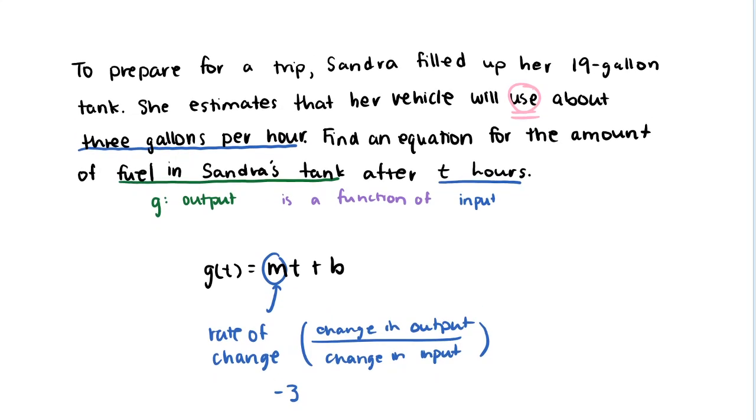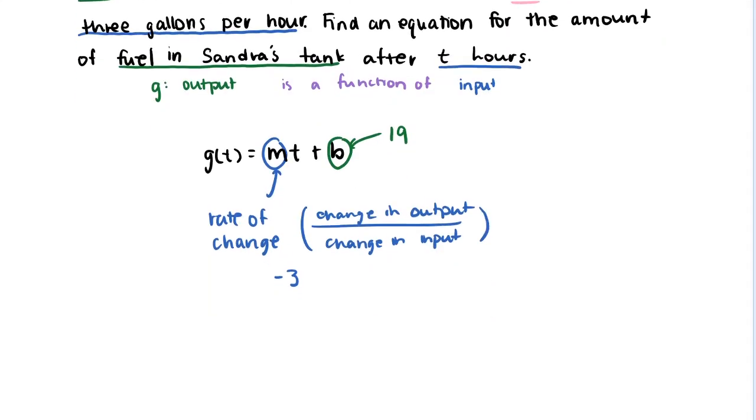Now the next piece of information that we can use to build this equation is that she's filled up her 19-gallon tank. Right, so starting this trip, she has 19 gallons of gasoline in the tank. Before any time has passed, before she's used up any amount of gasoline, she has 19 to begin with. So this is like an initial amount. It's like the output, the amount of gallons in her tank, when the input is 0, when t is equal to 0. That's this value b. It's 19. And so here we already have the equation now. We have g of t is equal to negative 3t plus 19.